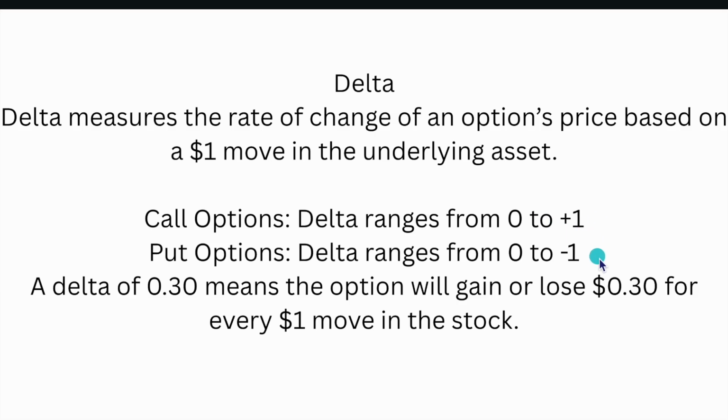Put options go from 0 to -1. So notice that the put options have negative values and the call options have positive values. If you have a delta of 0.3, so you buy a call option with a 0.3 delta, that option will gain or lose $30 for every $1 move in the stock. So if it goes up a dollar, you would gain 0.3 in the premium. If it goes down a dollar, you would lose 0.3. That's not factoring in gamma, but just assuming on the delta, we will go up 0.3 if the delta is 0.3.